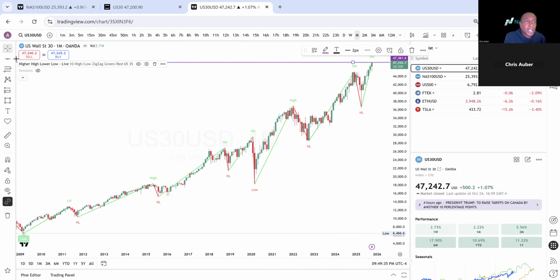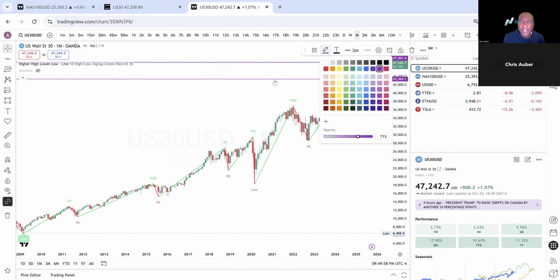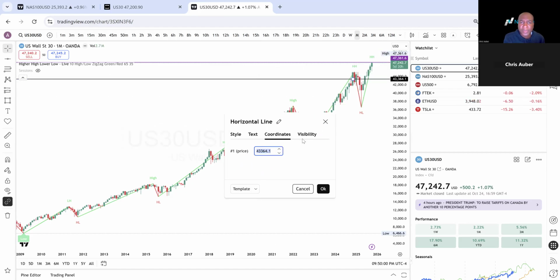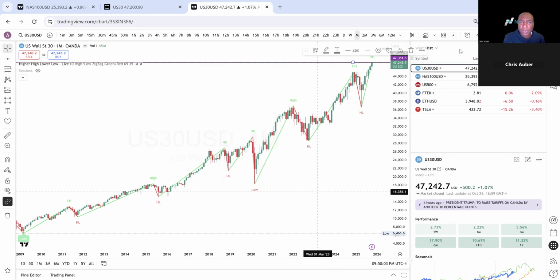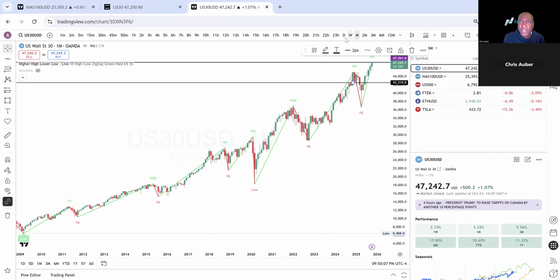Next thing that I do, because all the time frames are actually at the highest point, the market is at an all-time high. So all the time frames that I'm analyzing are going to be at the highest point. So this number, 47,361.6. Next thing I do is I'm going to put in a line for my weekly. I use black for that. And I do the same thing. That's the weekly.